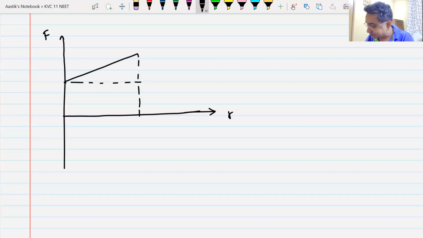This is the question now. This is 0, this is 3, and this is 5. You have seen a question in one of your previous papers where the force and displacement were given in this fashion. So you have to find out the work done by this force from 0 to 2 meters. I'll give you 2 minutes to solve this.